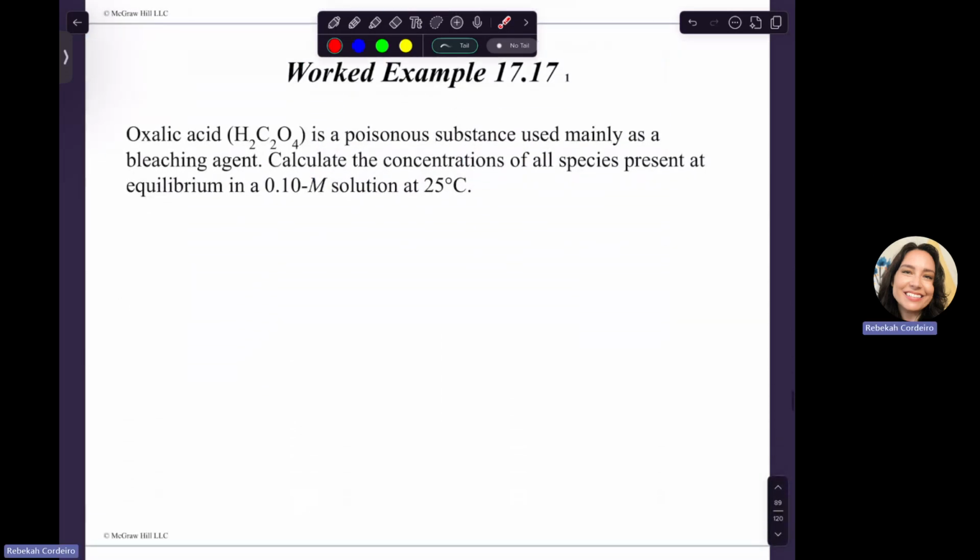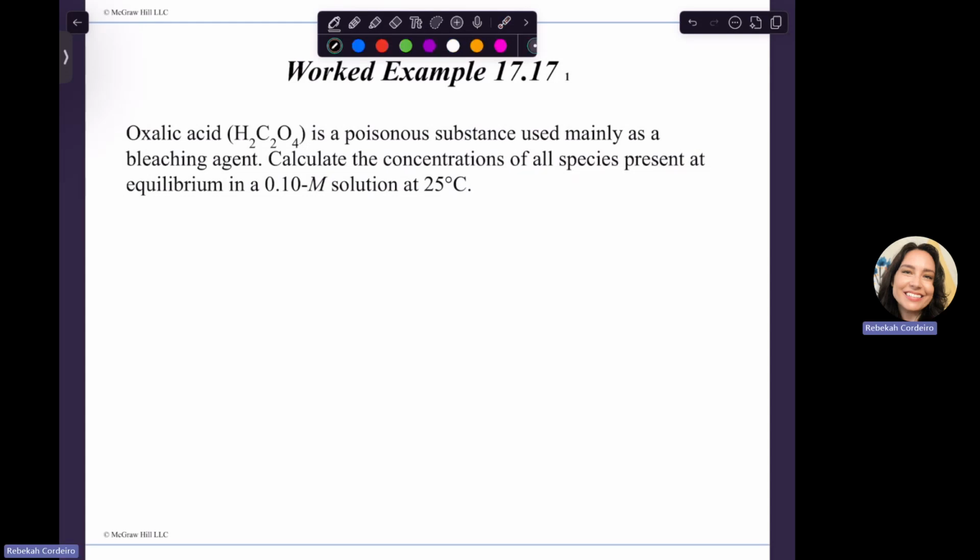So how would we use this? Oxalic acid is a poisonous substance used mainly as a bleaching agent. Calculate the concentrations of all species present in equilibrium in a 0.1 molar solution at 25 degrees C. I wouldn't say that you needed to be able to do a question like this on a test. I think that you would probably need to be able to write all of the equilibrium expressions and the reactions for each deprotonation or each ionization of oxalic acid, but I don't think that you would have to do all the math, but I'll show you what that looks like. So why don't you just try to write the reactions and the K expressions and maybe get started on that first reaction ice table.